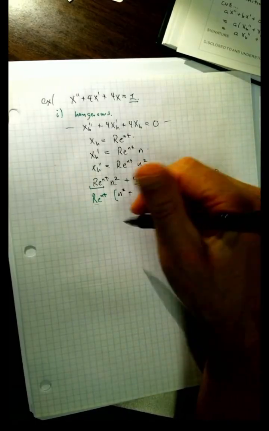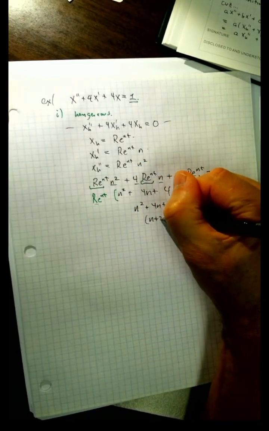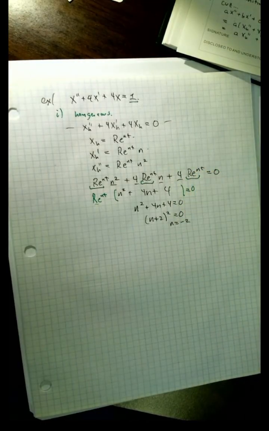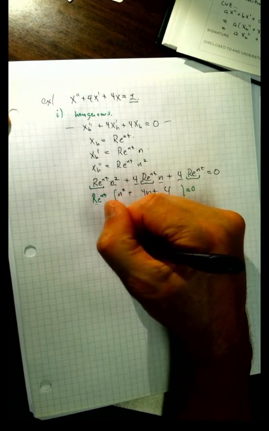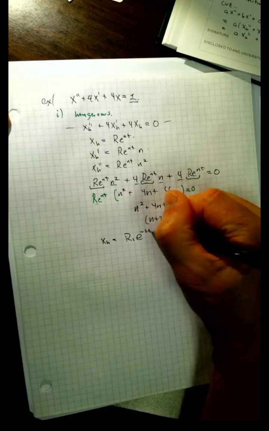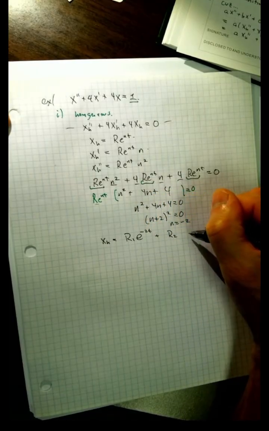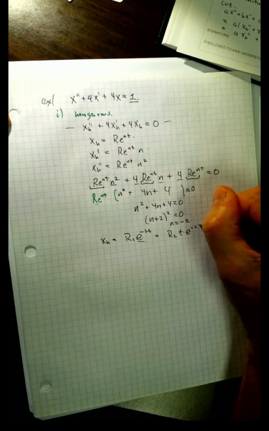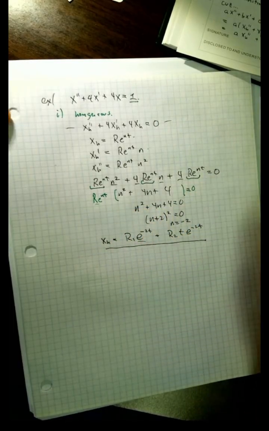I can see how to factor that, so I'm not going to use the quadratic equation. So I get a double root with n equals -2. So that means my homogeneous solution is going to be R1 e to the minus 2t. And then, because it's a double root, I'm going to take this and multiply by t. So there's my homogeneous solution.